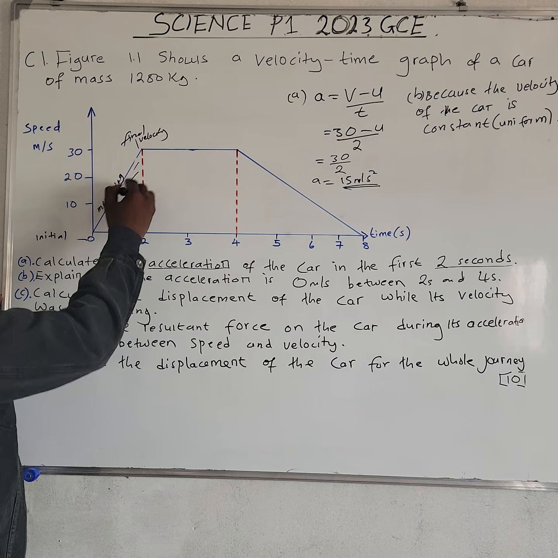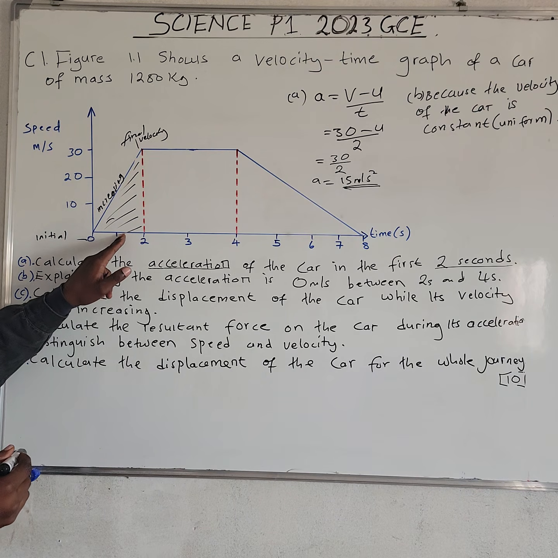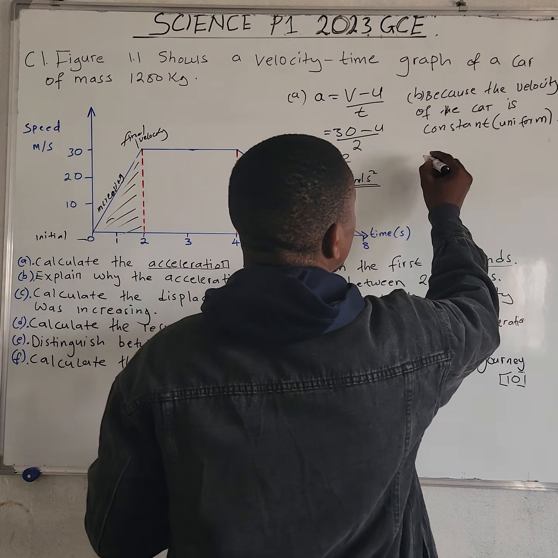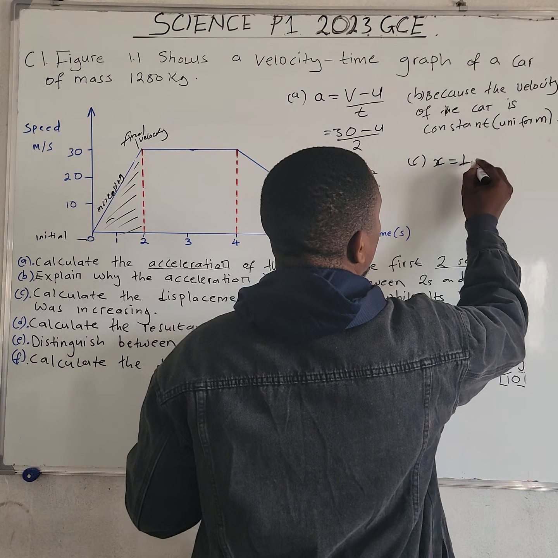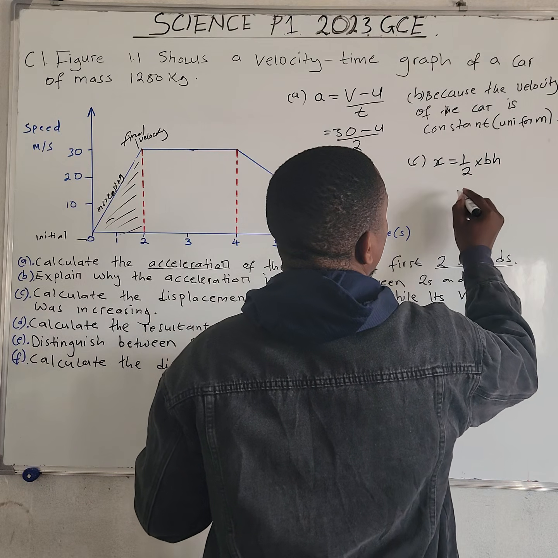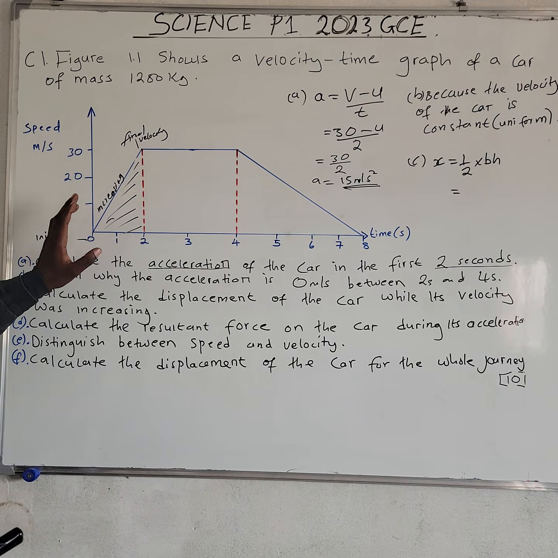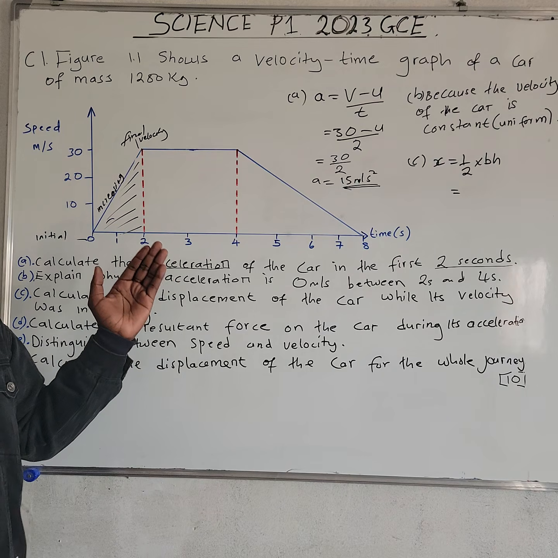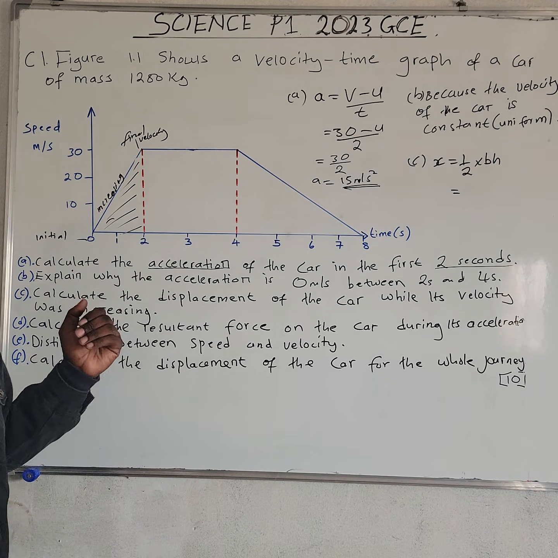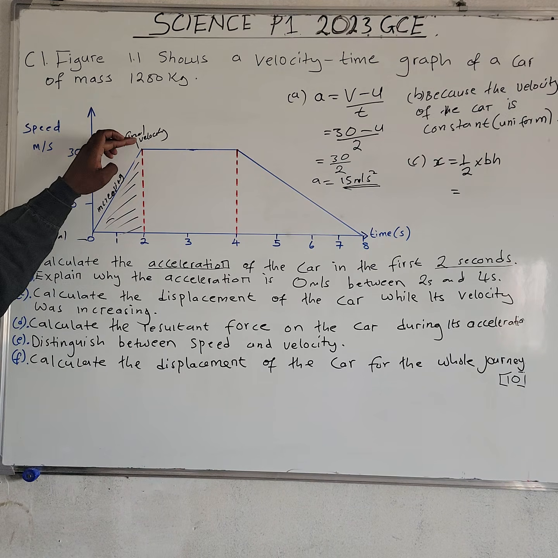And this displacement they want is the triangle. So they want us to calculate this displacement, which is of a triangle. So we are going to use a formula. We are going to say x is equal to half times base times height. We have our base here. This is our base. Then we have our height there.